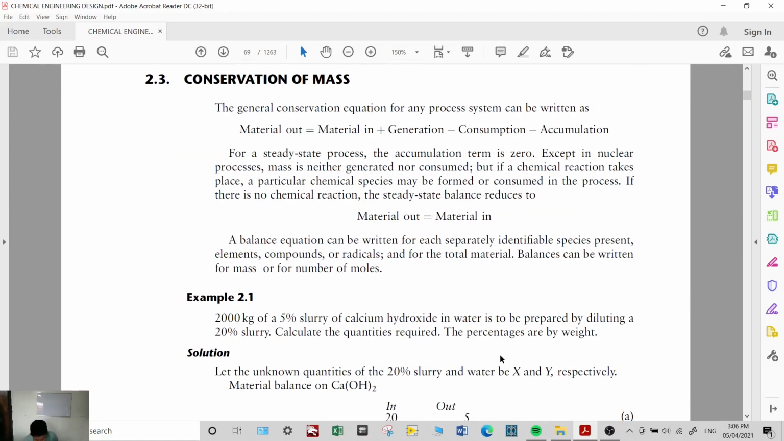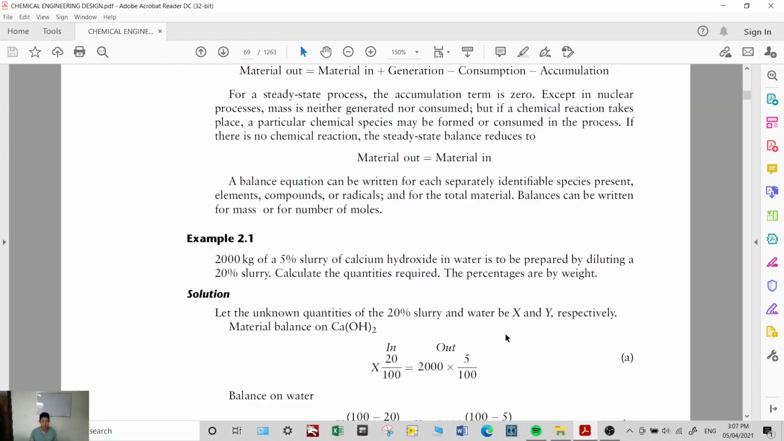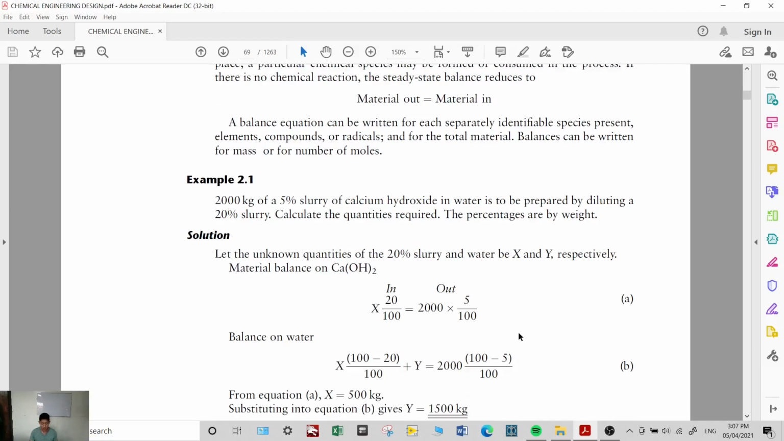Okay, so you have examples here wherein you're given a composition. Now you have 2,000 kilograms of 5% slurry of calcium hydroxide in water. This is the chemical formula of calcium hydroxide. 2,000 kilograms of 5% slurry is to be prepared by diluting a 20% slurry. Calculate the quantities required. The percentages are by weight. Okay? So, what will we do?